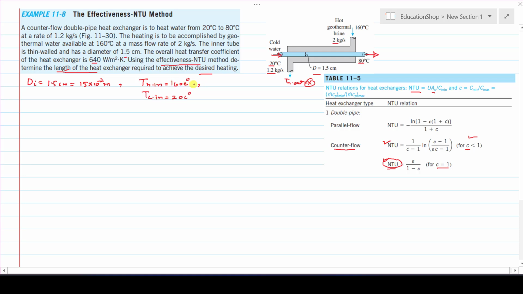Remember, the mass flow rate of the hot fluid is also given, that is 2 kg per second. The cold temperature out is 80 centigrade and the mass flow rate of the cold fluid is 1.2 kg per second. The overall heat transfer coefficient is 640 watt per meter square Kelvin. You need to find the length of the heat exchanger.